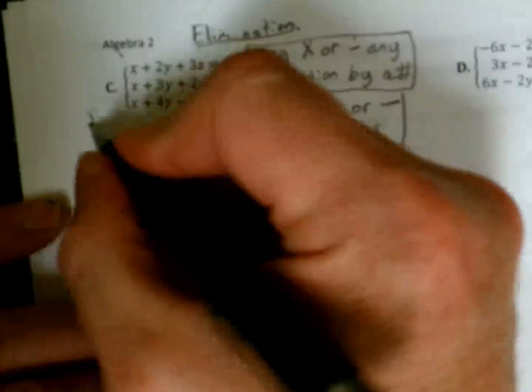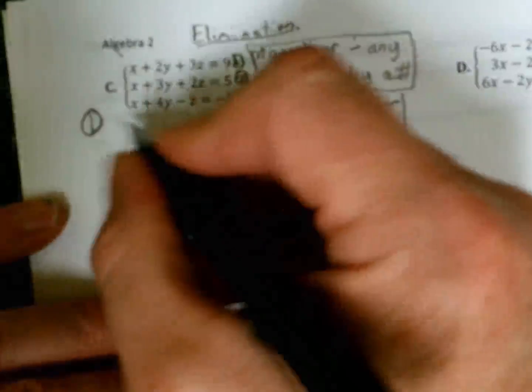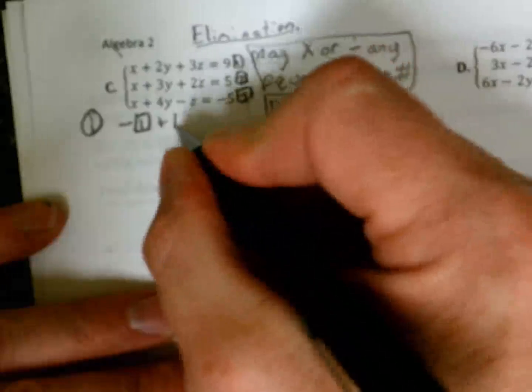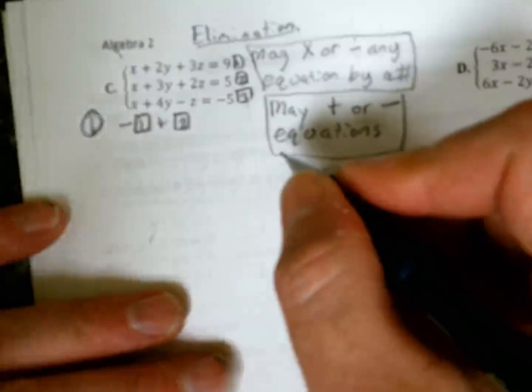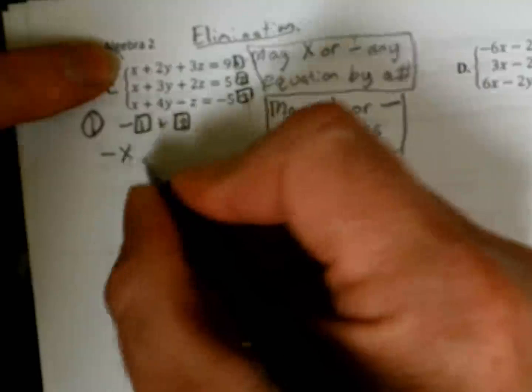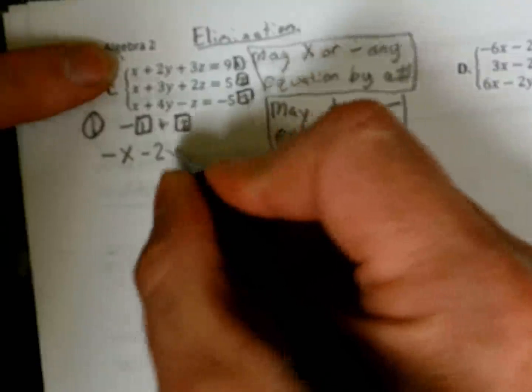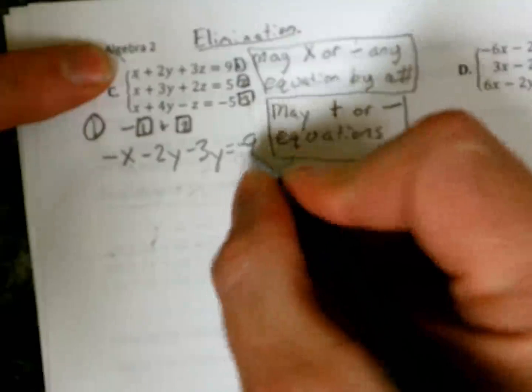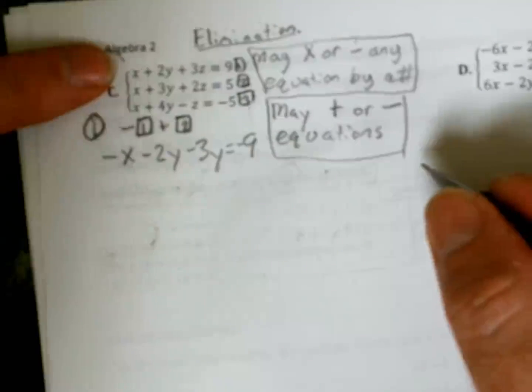So for step 1, I'm going to take the opposite of equation 1 and I'm going to add that to equation 2. So here I go. First, the opposite of this. That's the opposite of every single one of those. So negative x minus 2y minus 3z equals negative 9. I've just multiplied the whole first equation by negative 1.